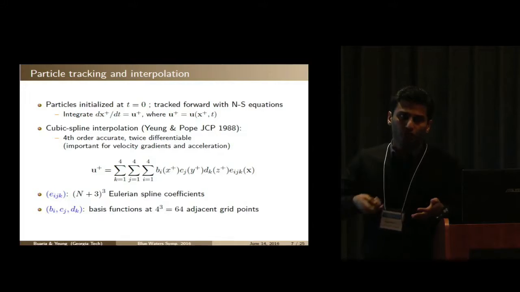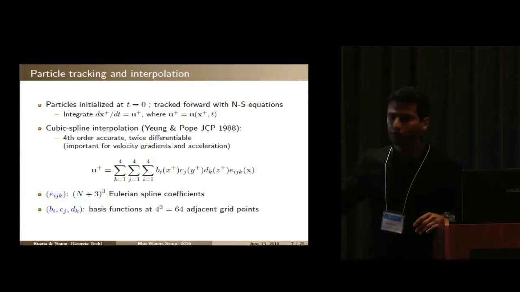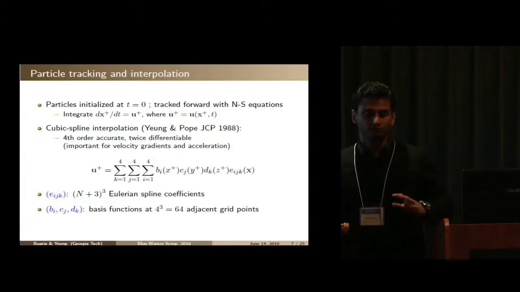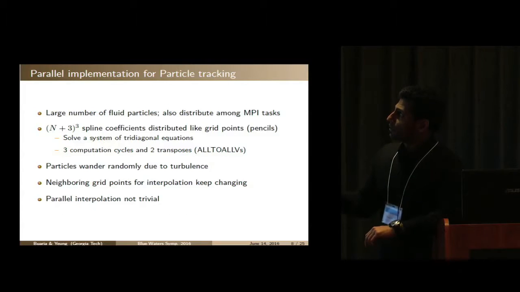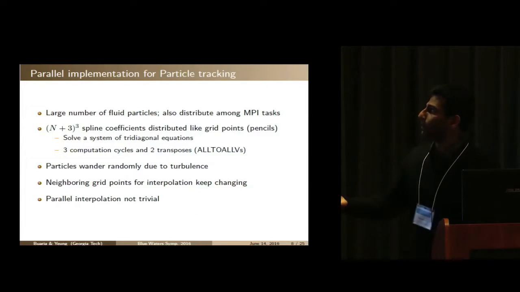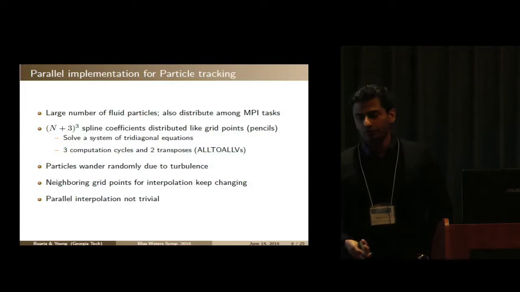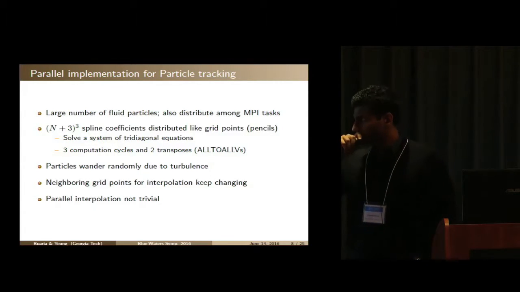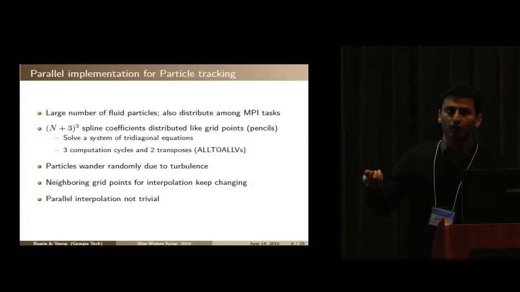So we can have multiple groups of particles using the same spline coefficients, but the basis functions would be different. The interpolation stencil is 4 points in each direction, so we need a total of 64 points to do the interpolation. Of course, the number of particles is also large and distributed among MPI tasks, and the spline coefficients scale as the number of grid points. So we also have them decomposed into a pencil format using the 2D domain decomposition. Without going into much detail, they require 3 computation cycles and 2 transposes, very similar to how the FFTs are done.